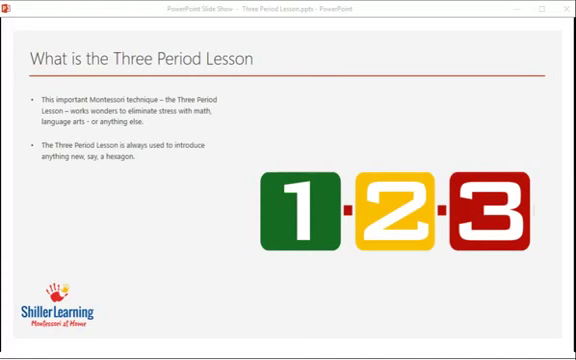That's period three. At any point in time, if the child answers incorrectly, do not correct. And we'll talk more about that. Instead, go back to period one. Pick up a hexagon and say, this is a hexagon, as if for the first time. This is what a three-period lesson looks like.